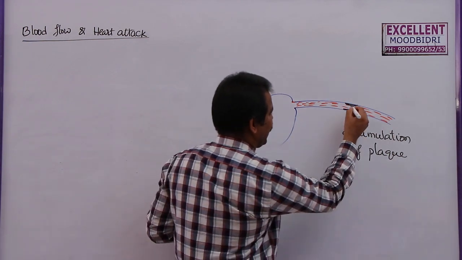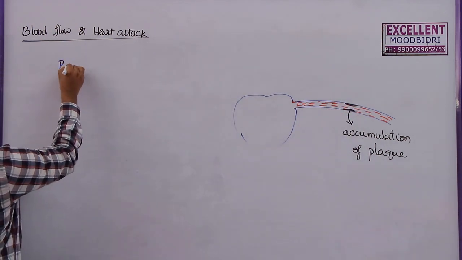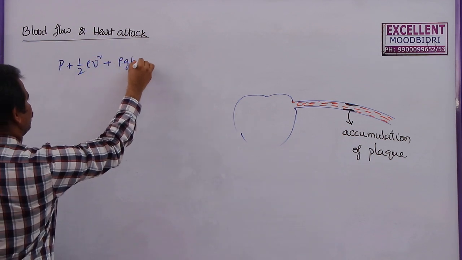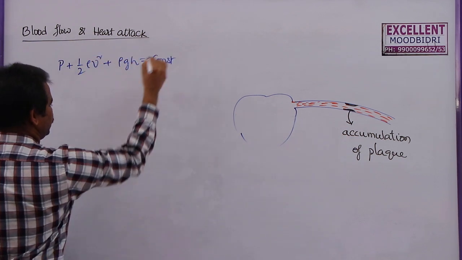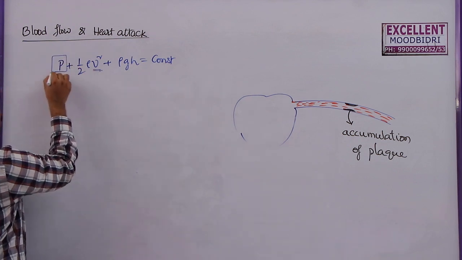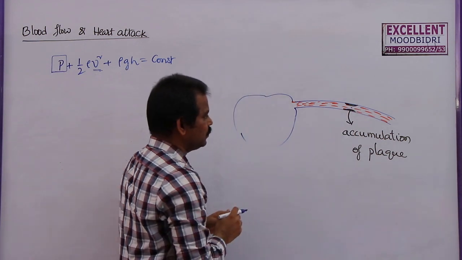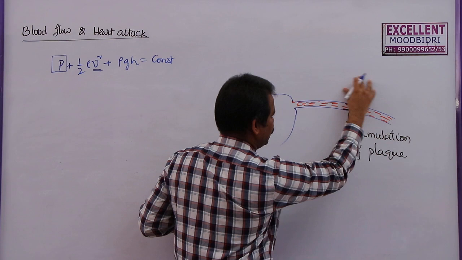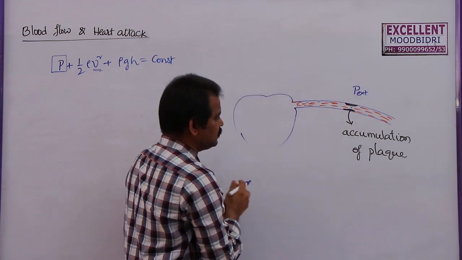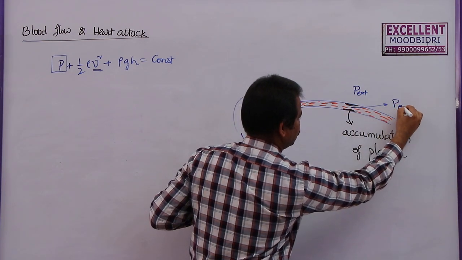Whenever this velocity increases, we know from Bernoulli's theorem, P plus half rho V square plus rho g h is always constant. So whenever velocity increases, the pressure energy always decreases. That means the pressure here will decrease. Here the external parts will have some pressure. This is pressure due to external parts, and this is the pressure inside the artery.